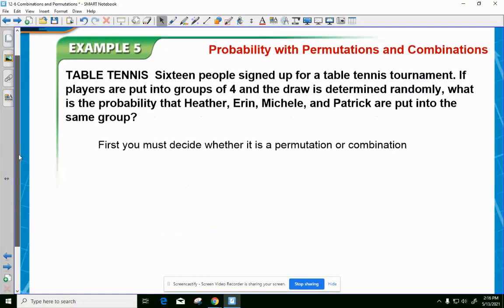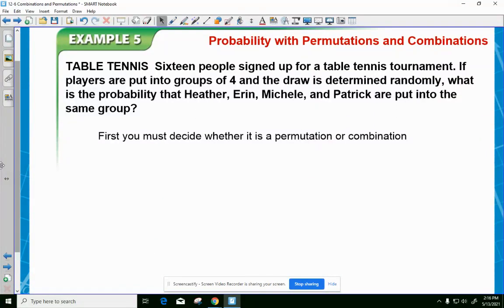Okay. So this is what your homework looks like. Something like this. You're going to have to read the question and make the decision. Is it a permutation or is it a combination? And then we'll talk about what numbers are going to need to go into those spots.